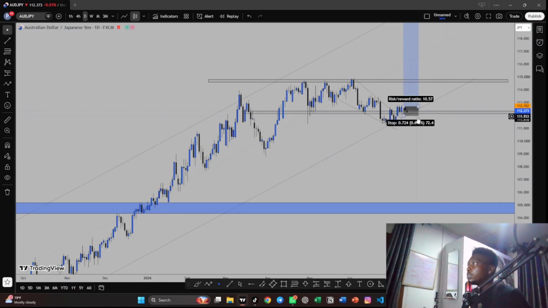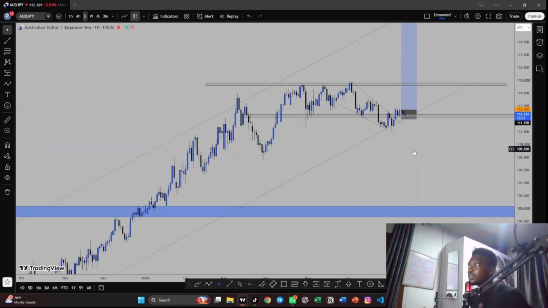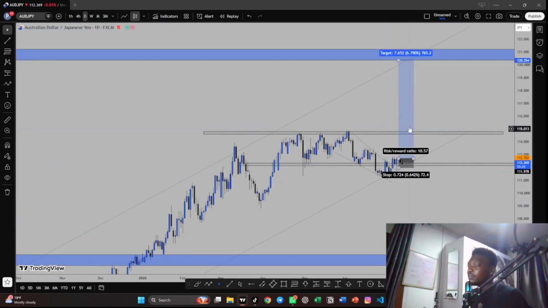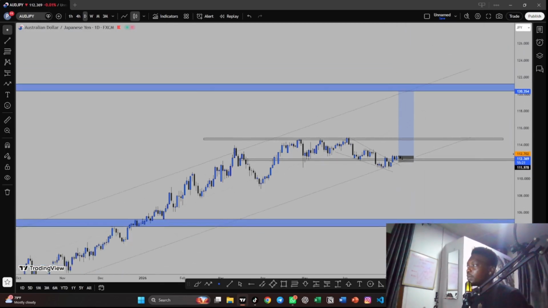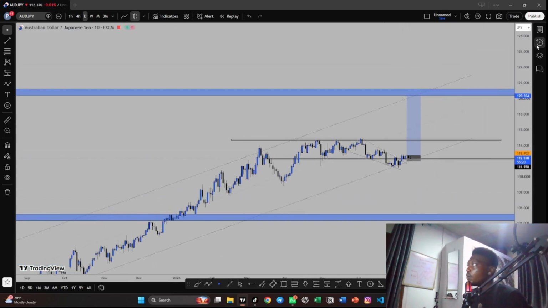So I'm still holding my position. Stop loss below here. You can see we're able to break above this channel. We had a retest, which is the reason why we took this trade. So this level is my first level target, and in anticipation I'm looking at this resistance for a further push.